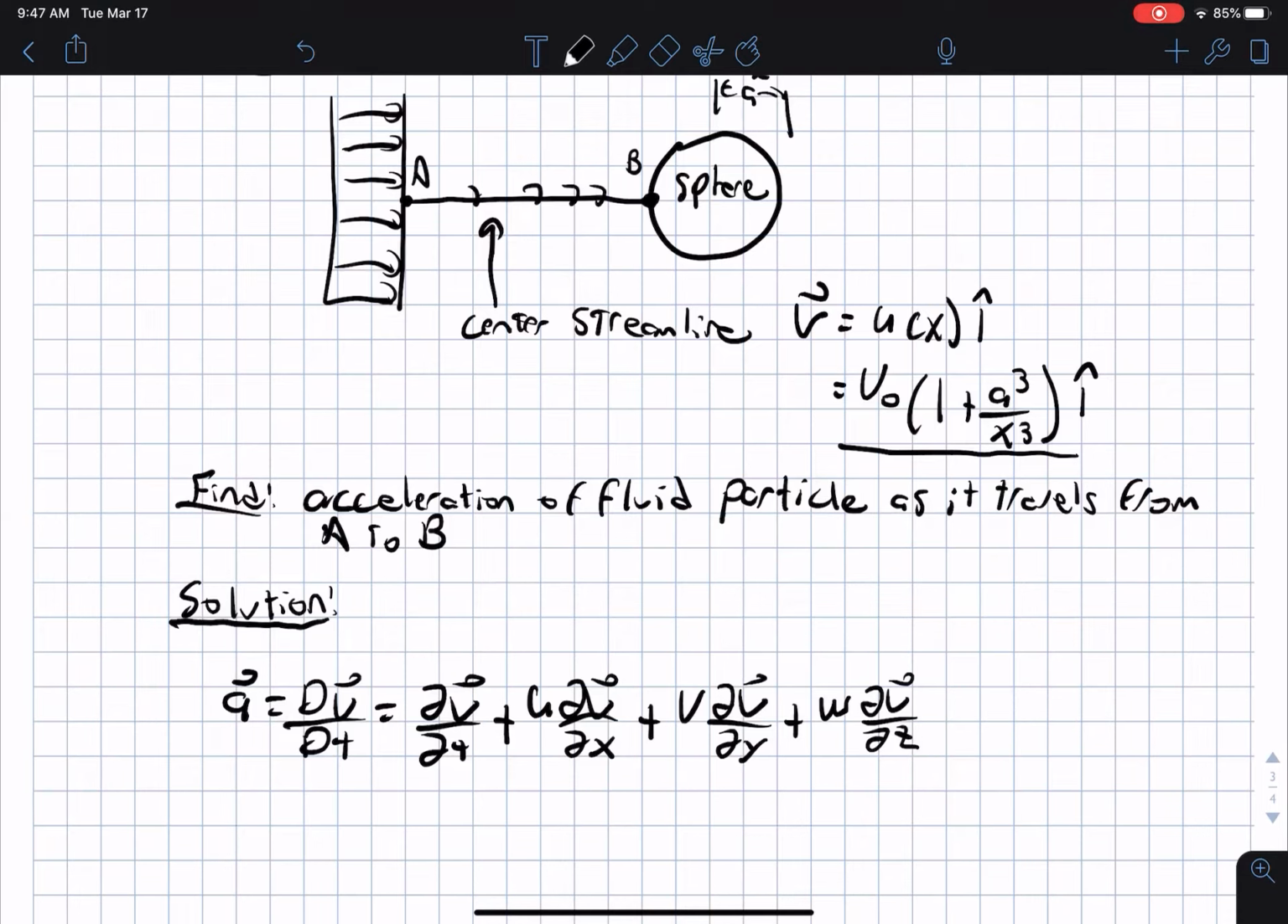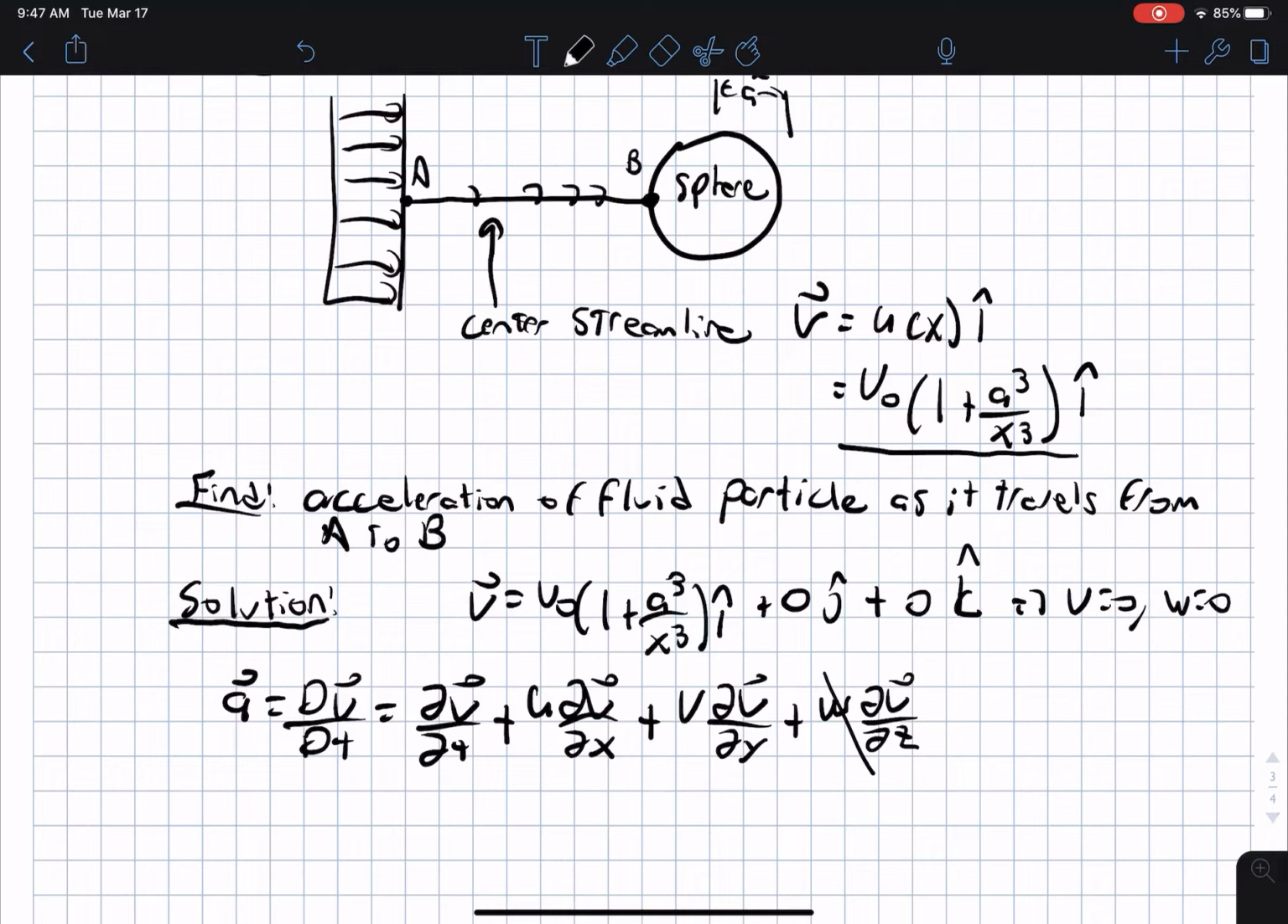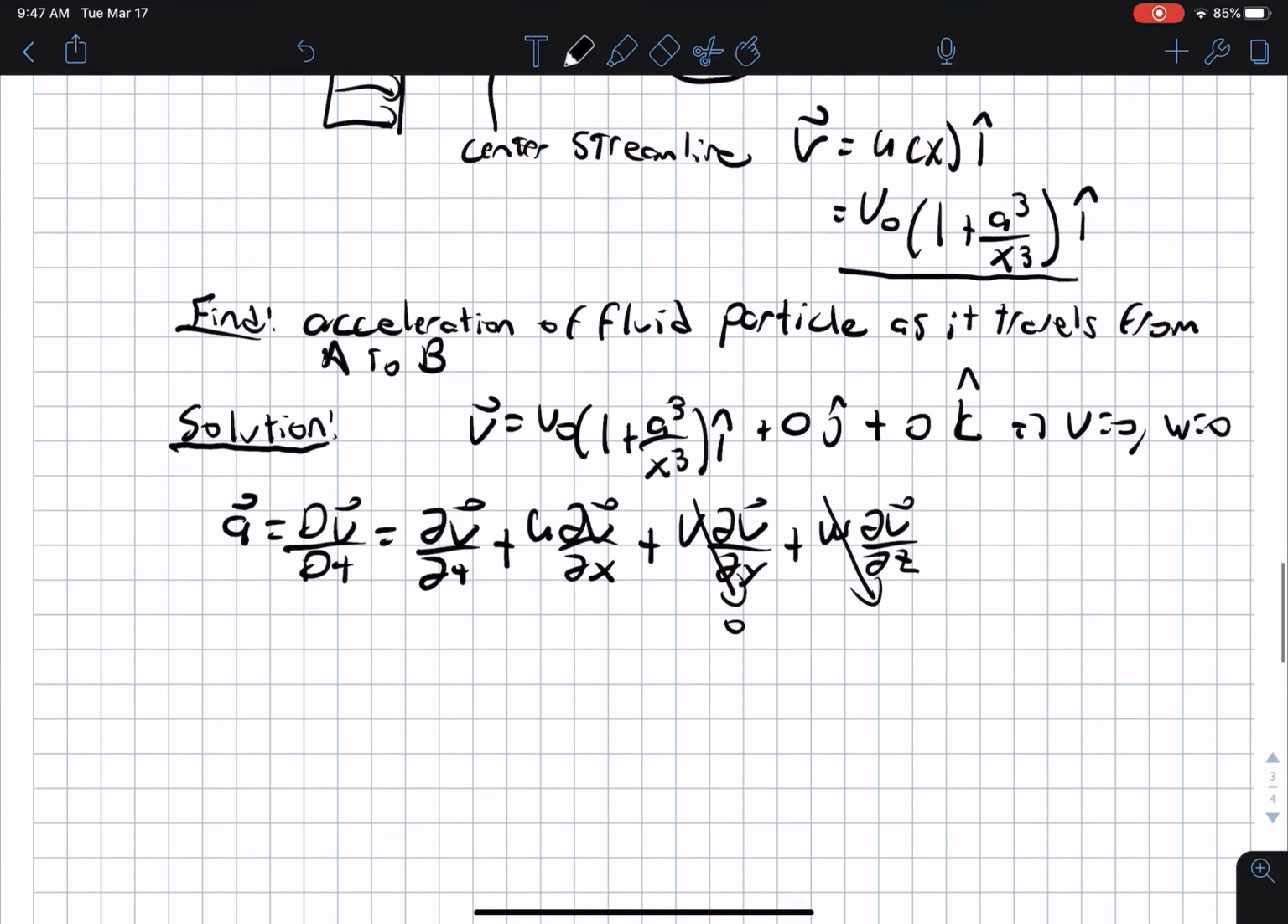Well, v equals v naught times the quantity 1 plus a cubed over x cubed I hat, plus 0 j hat plus 0 k hat. So this implies that v equals 0 and w equals 0. And also, v is not a function of time, so this is a steady velocity field.